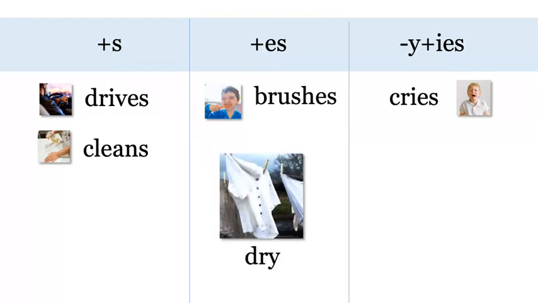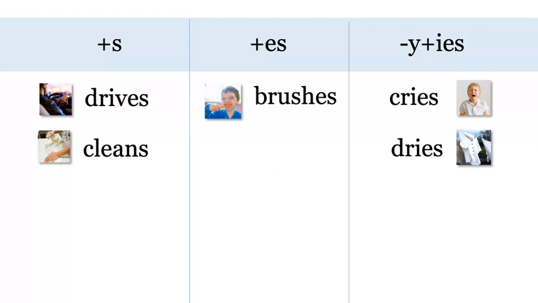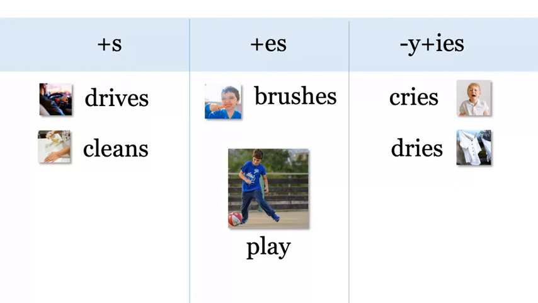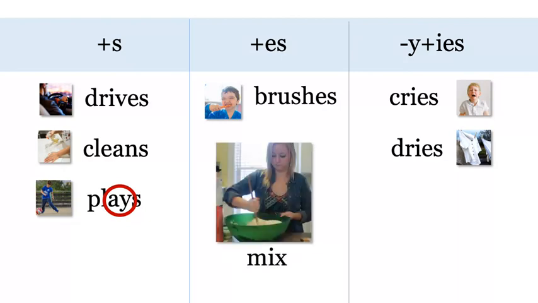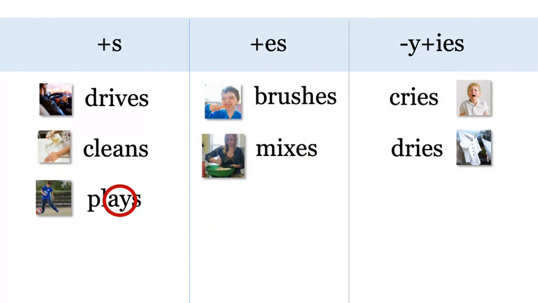Dry? Dry ends in a consonant and a y, so drop the y, add ies. Play. Plays, just add an s. Remember, this is a vowel and a y, so we just add an s. No need to drop the y. Mix. Mixes, because of that x ending. How did you do? Okay, let's practice some more.